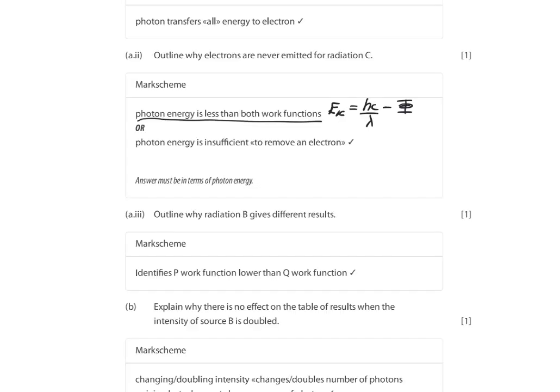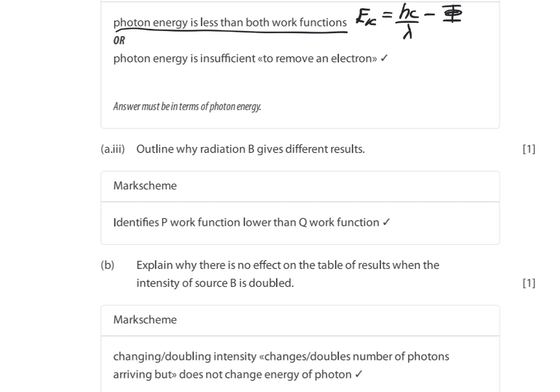AIII. Why does radiation B give different results? Because radiation B has a different wavelength. I don't really love this question, AIII. It says radiation B gives different results. Different results than for radiation A, or different results for the two different plates. I mean, we can give both reasons. One, P's work function is going to be different than Q's work function. That has to be for if electrons are emitted from one metal and not the other for the same wavelength. So if one metal has enough kinetic energy for the electrons to be emitted, but the other metal does not, for the same hc over lambda, the work function must be different for the two of them.